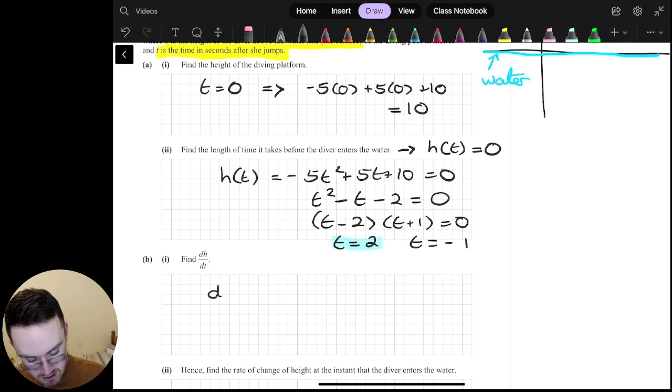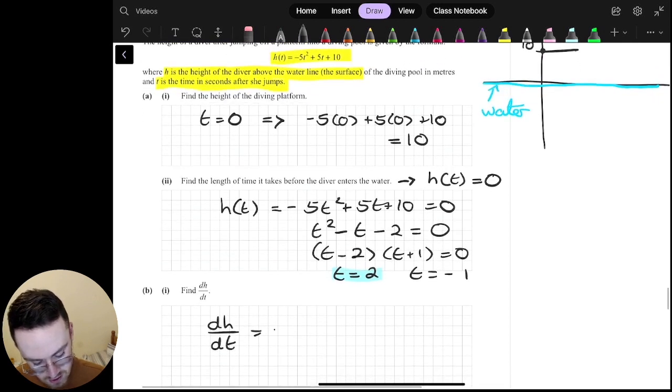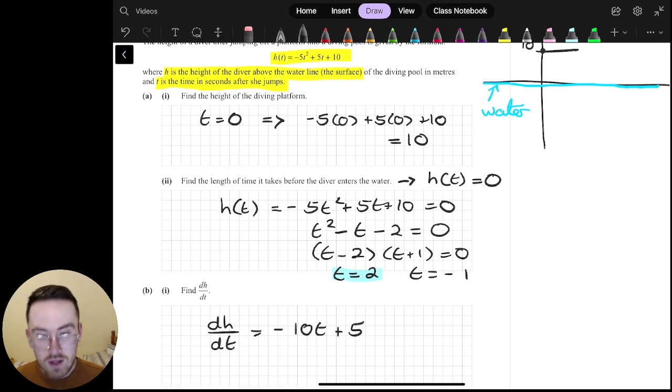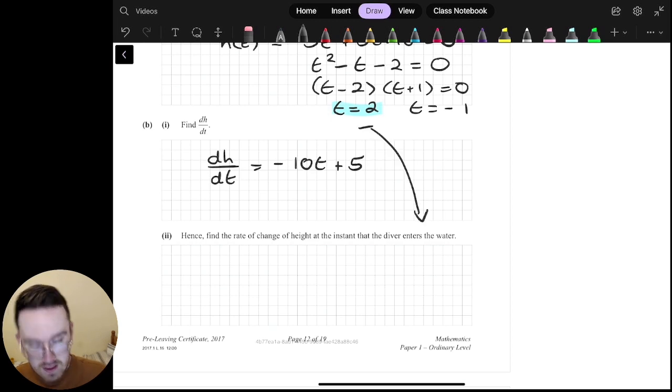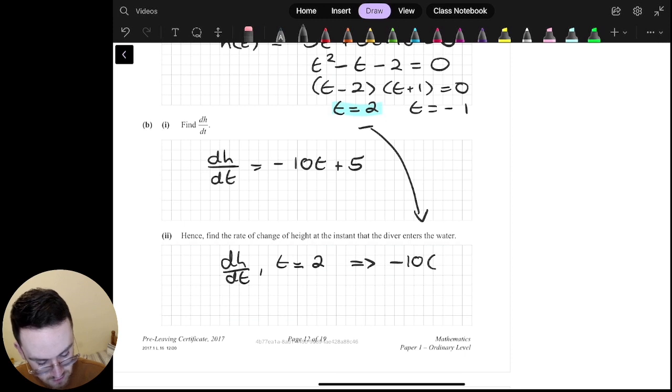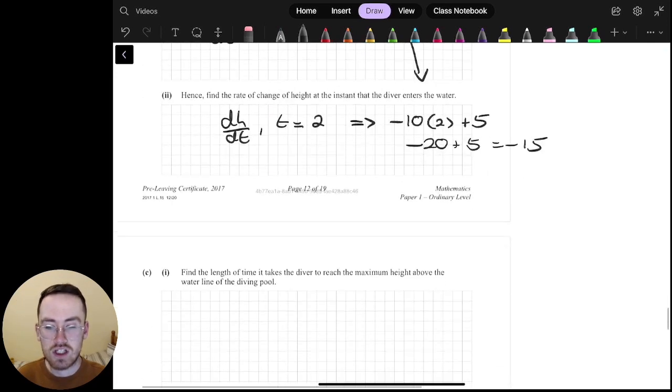Find dh/dt. Well, we just take our h of t as above, which is minus 5t squared plus 5t plus 10, and we're going to differentiate that. Minus 5t squared becomes minus 10t, the 5t becomes plus 5. Then find the rate of change of the height at the instant that the diver enters the water. So when does she enter the water? Well, we've said that's t is equal to 2. So we're going to find dh/dt when t is equal to 2. So we just sub in 2, get minus 20 plus 5, we get minus 15. So that's the rate of change when she enters the water.